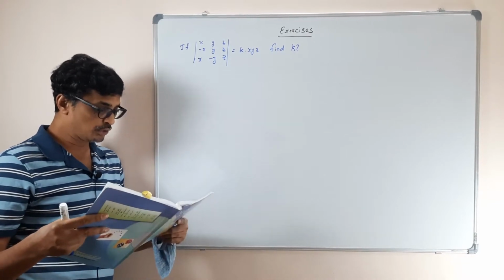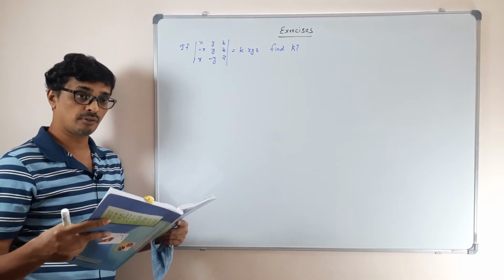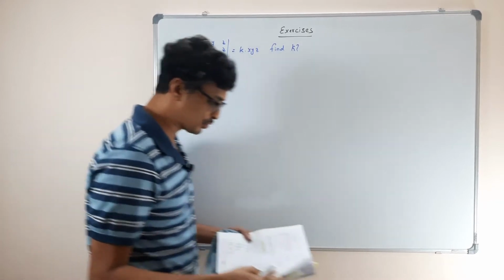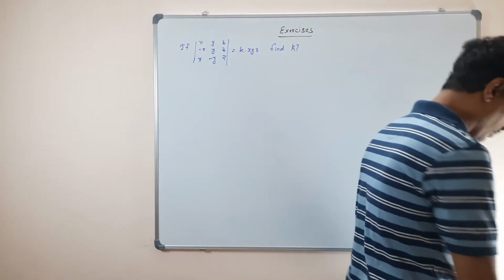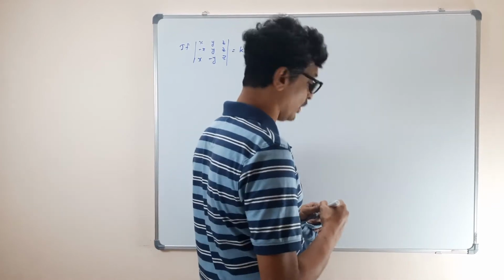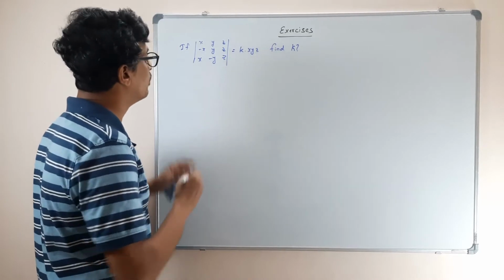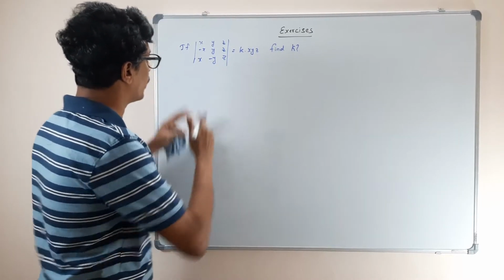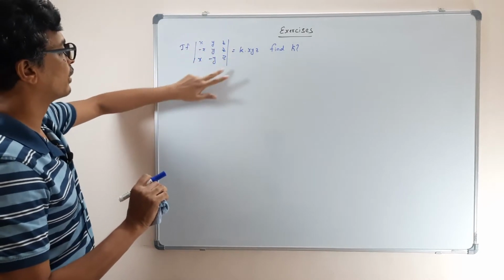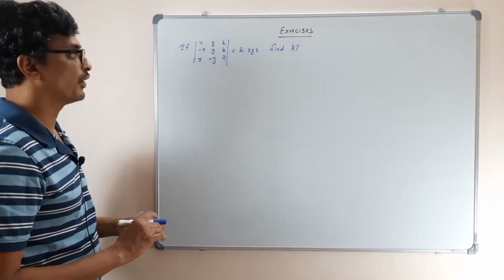Using the properties of determinants. See, the problem is you are not supposed to solve the determinant straight away, the lengthy way. Sometimes using the properties, we can actually solve the determinants. For example, this question: this determinant is given, which we are writing as k into x y z. You have to find out k.